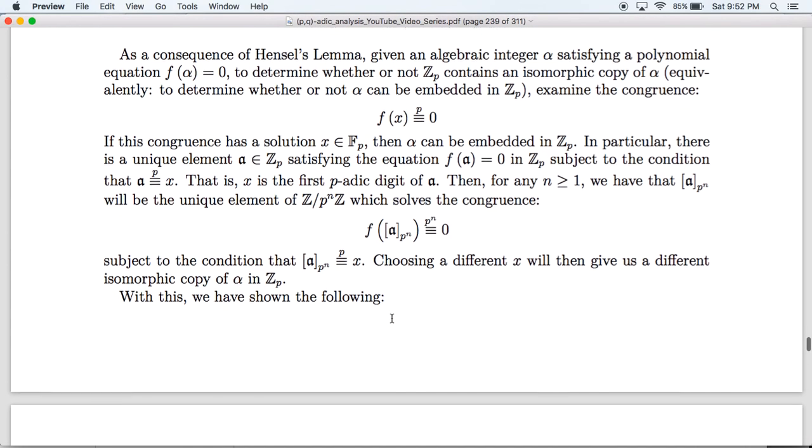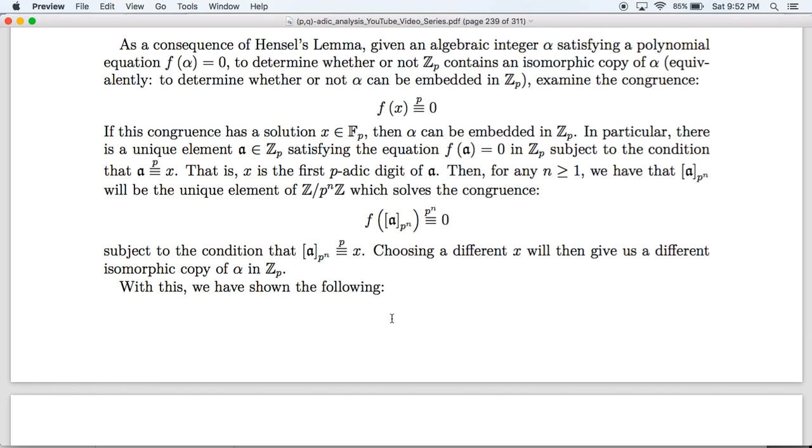So, as a consequence of Hensel's lemma, given an algebraic integer alpha satisfying a polynomial equation f of alpha equals 0, to determine whether or not Z_p contains an isomorphic copy of alpha, equivalently to determine whether or not alpha can be embedded in Z_p, all we need to do is reduce f modulo the prime number p, and then see what happens. If this congruence has a solution in F_p, then Hensel's lemma tells us that we can lift that solution to an embedding in Z_p.